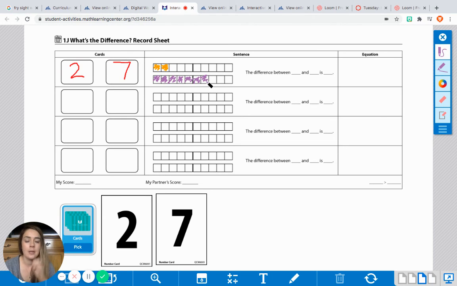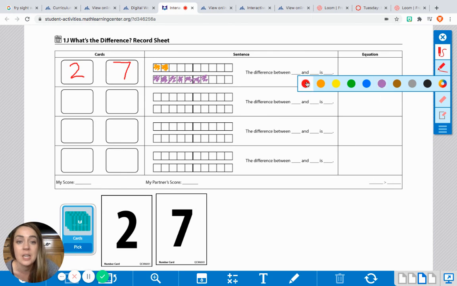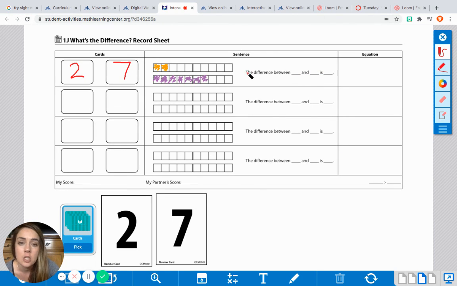All right. Now remember, I told you that in an equation or a number sentence, the bigger number has to go first. So far, it hasn't mattered. But now I'm getting down to the time where I need to plug the numbers in and write an equation, and it makes a huge difference. So right here it says the difference between blank and blank is blank. Or you could read that as 7 minus 2 equals.